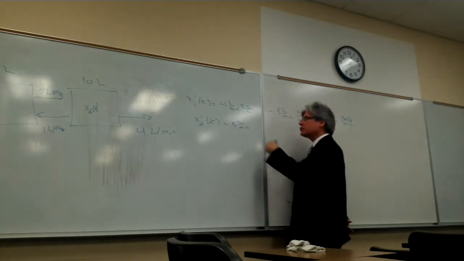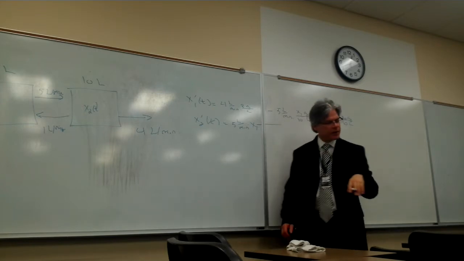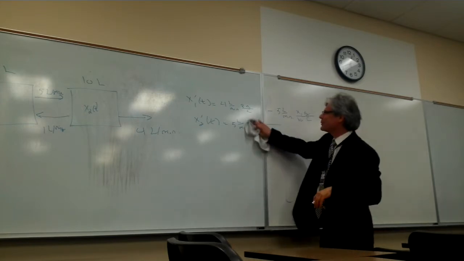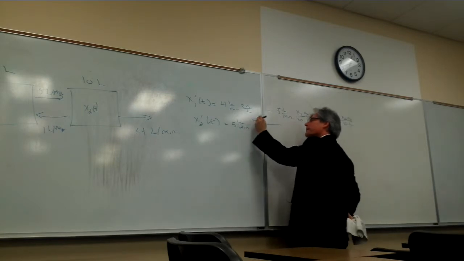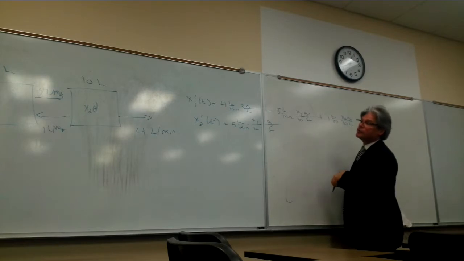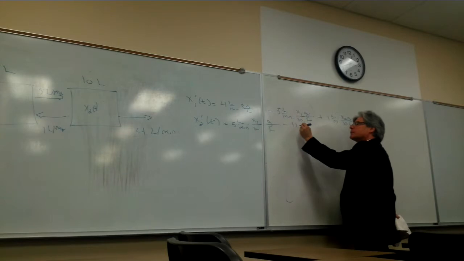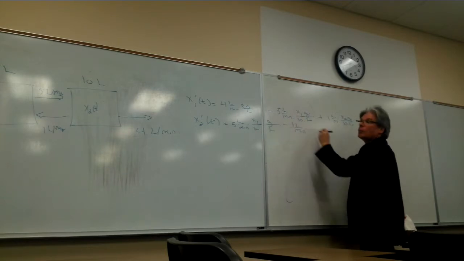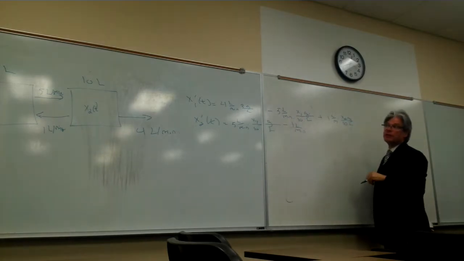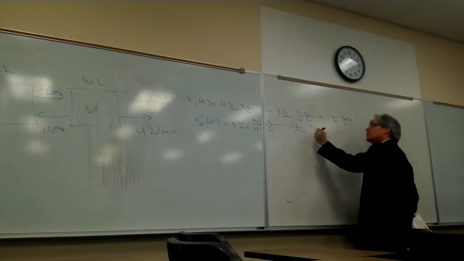Times the concentration, which clearly is... You know, sorry, it's not very clear to me, is it? It should be X1 over 10. I am going to subtract from this the fluid flow of 1 liter per minute, multiplied by the concentration of the pollutant in the second tank, but that's just X sub 2 over 10.